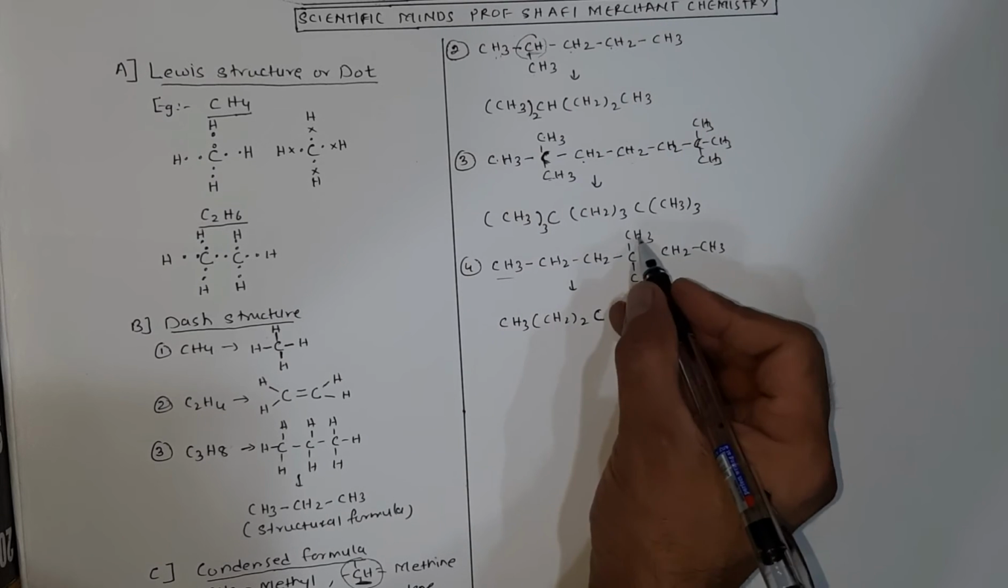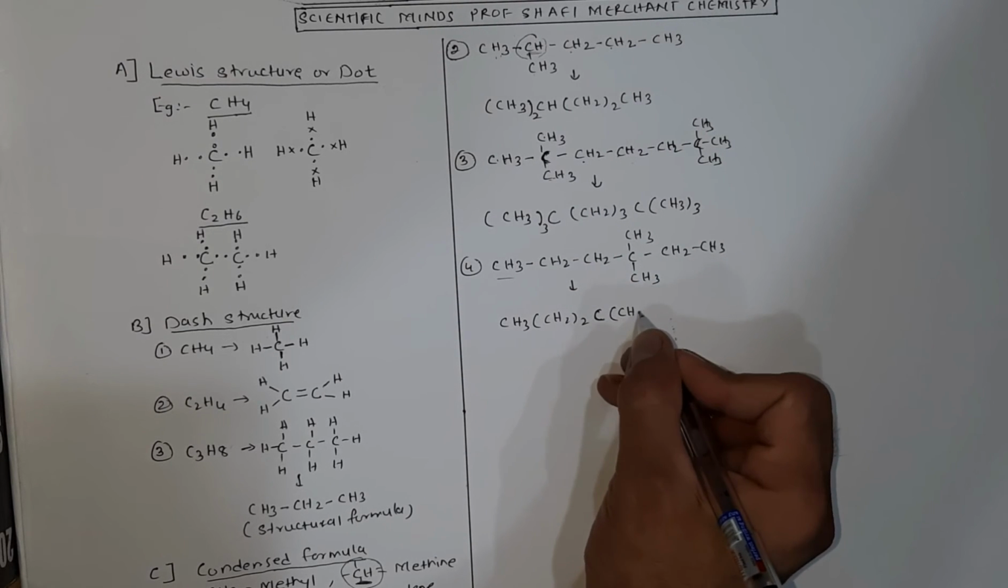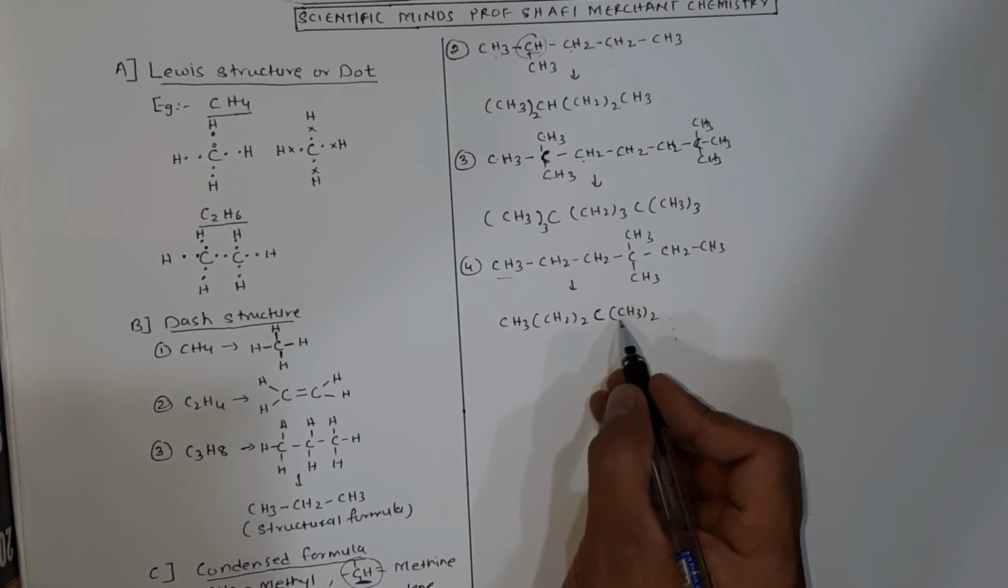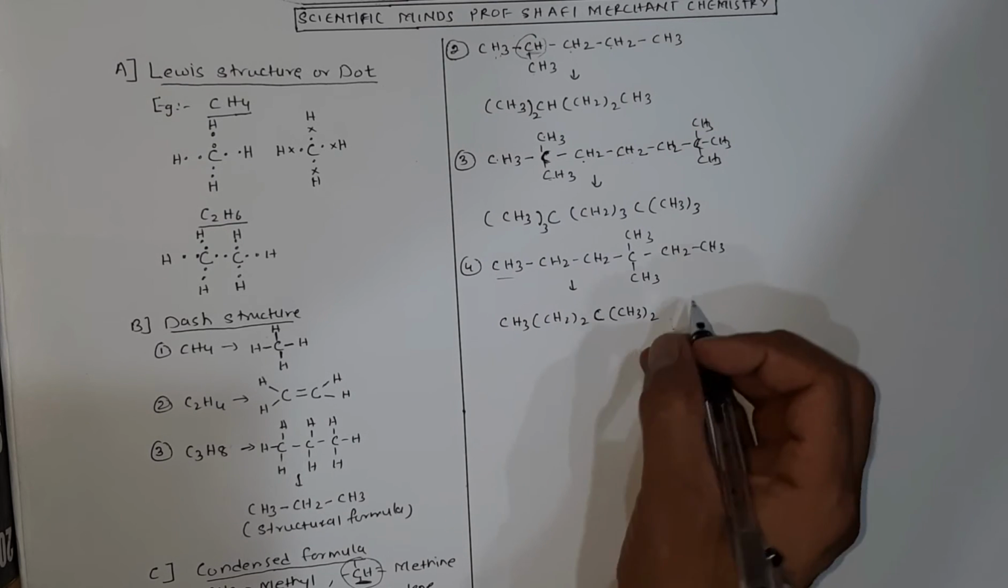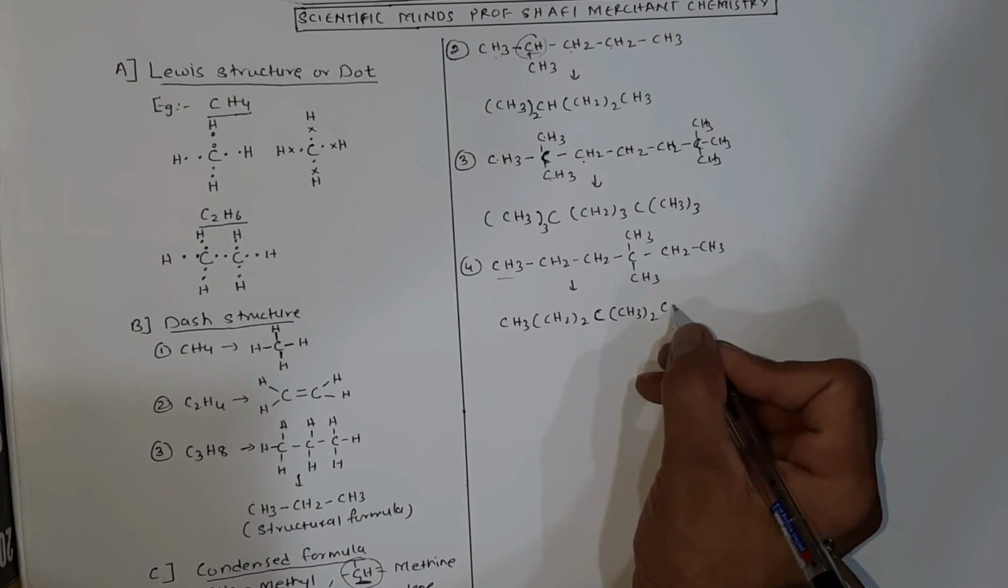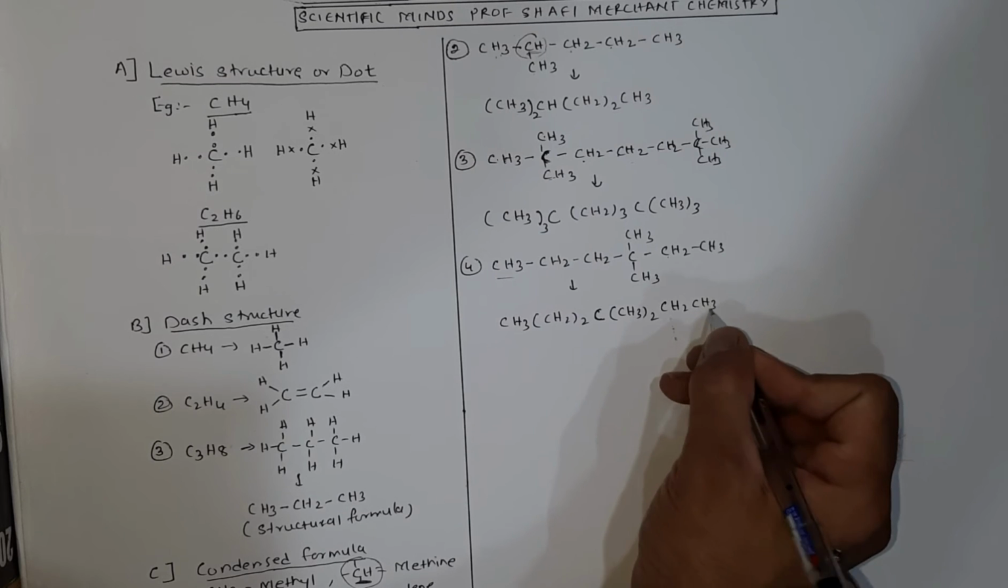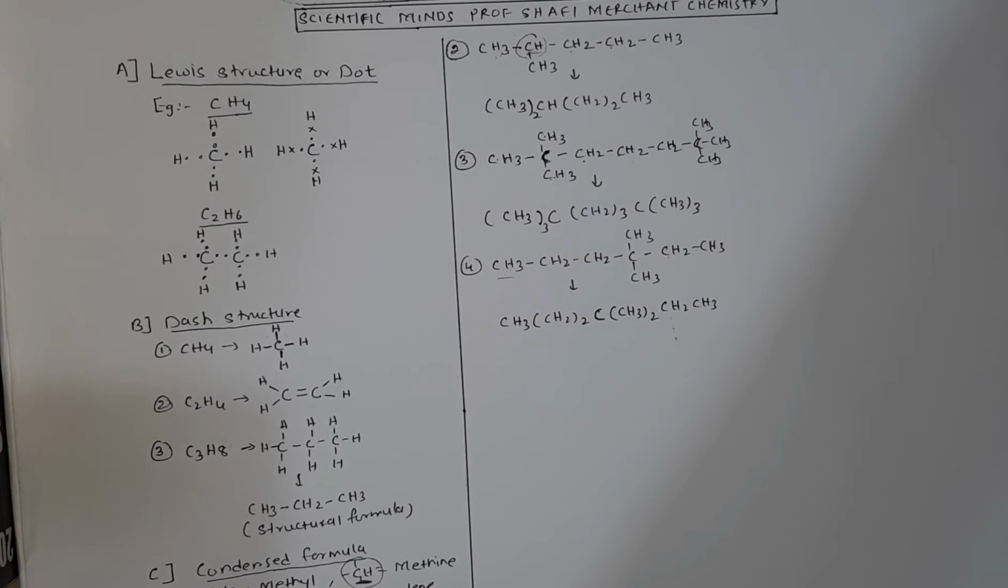To this C, how many CH3 are attached in the bracket? CH3 twice. So this bracket indicates that these 2 CH3 are attached to C. Now you have CH2 remaining along with CH3. Again a condensed formula. Okay. So this is how you make a condensed formula of a branched chain and an open chain. Very simple method.